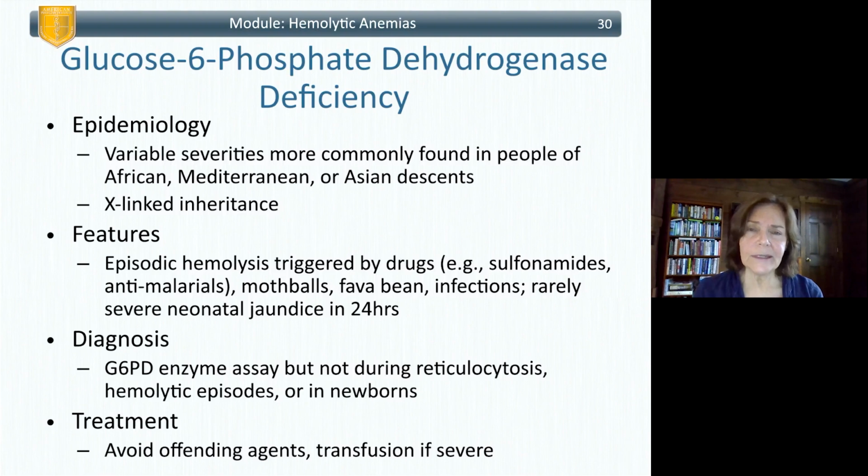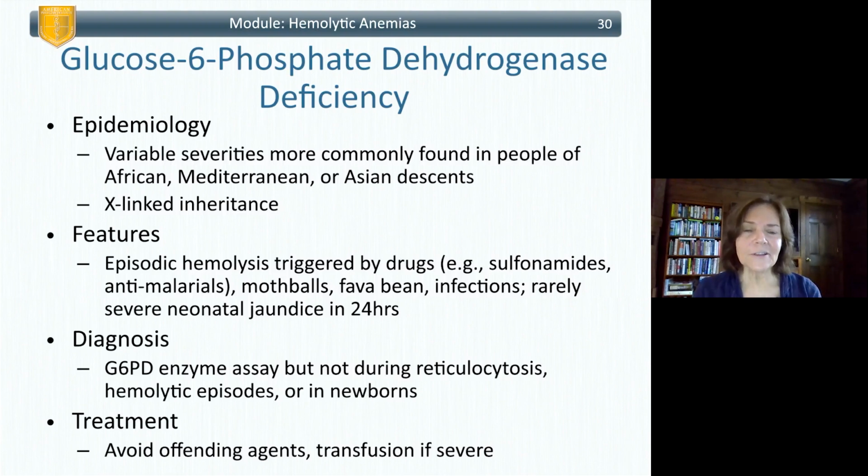So if you're going to get a G6PD level, make sure the person is hemodynamically stable, the CBC and retic count is seemingly normal, and then you could get your G6PD level. If any questions, please contact your hematologist.